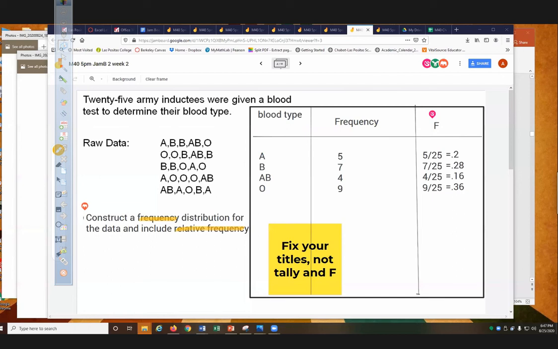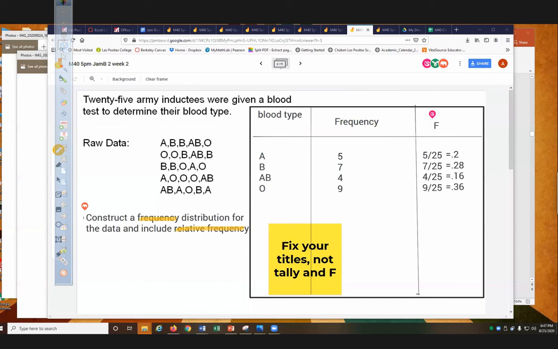The smallest rat is 8 ounces. The largest rat is 20 ounces. What is the range? How many classes do you want? So how many classes do you guys want to use? A number larger than 5. Someone said 6. That's fine. 6 is fine. What's the range?